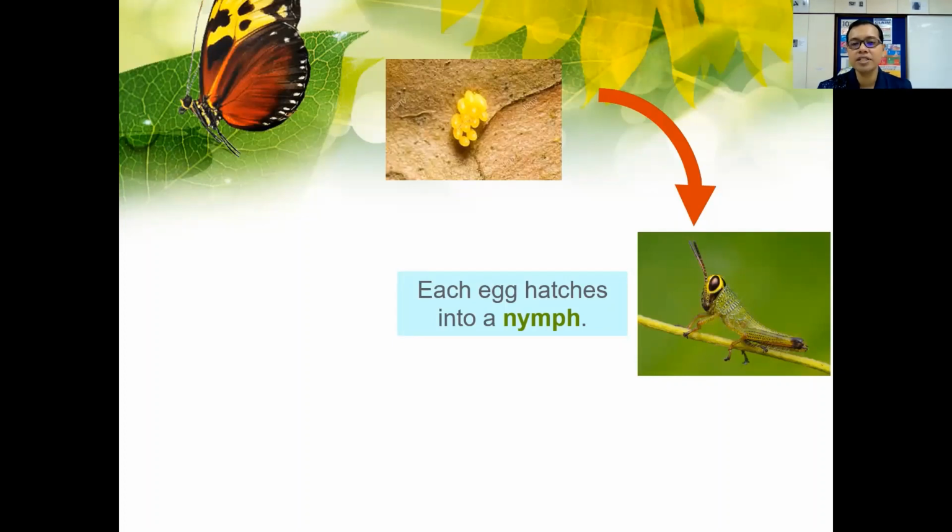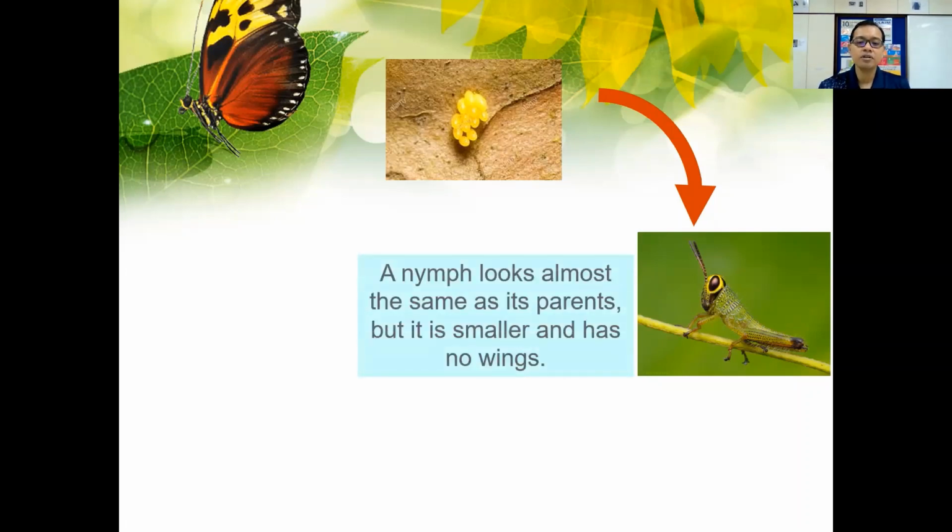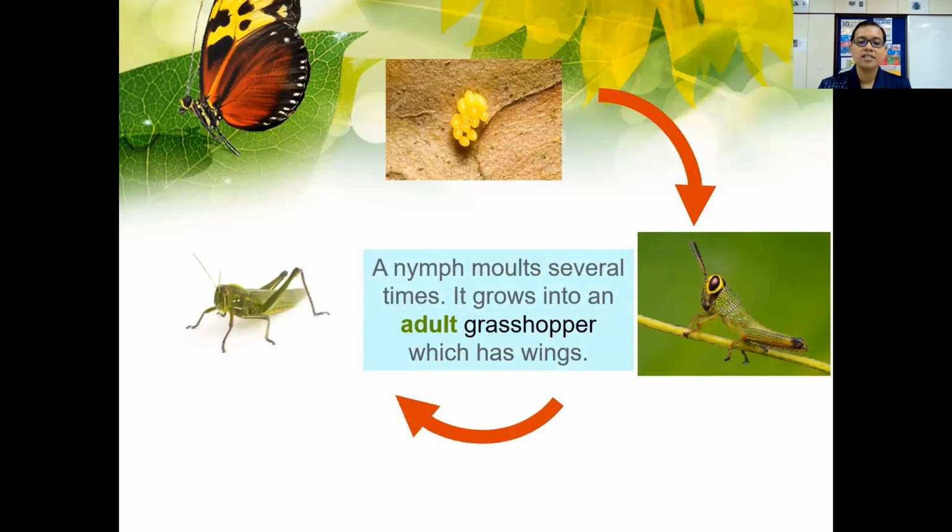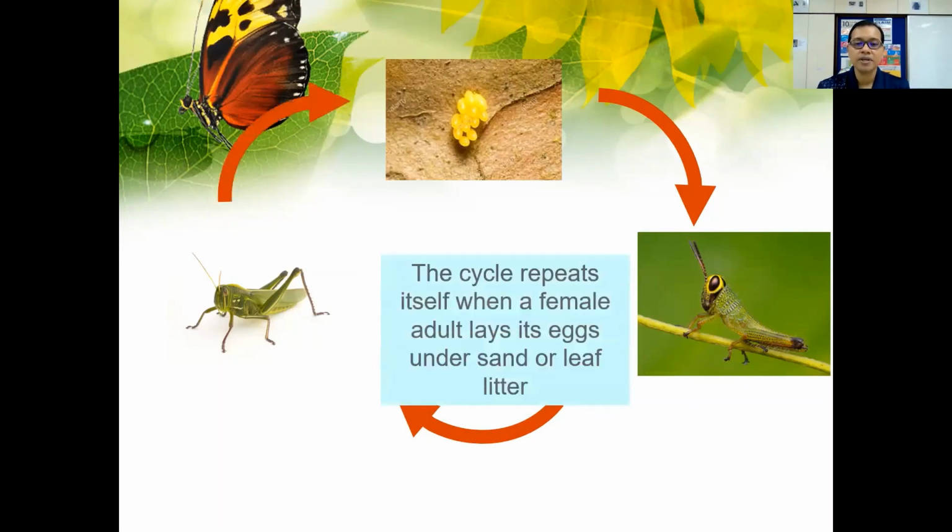As you can see in the picture over here, it has 6 legs and everything except for the size and except for its ability to reproduce. A nymph looks almost the same as its parents, but it is smaller and has no wings. Now, as the grasshopper nymph becomes older, or rather becomes bigger, it molts several times, and becomes an adult grasshopper which has wings. The cycle repeats itself when a female adult lays its eggs on the sand or leaf litter.